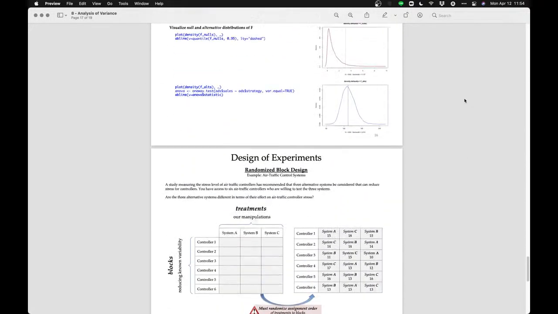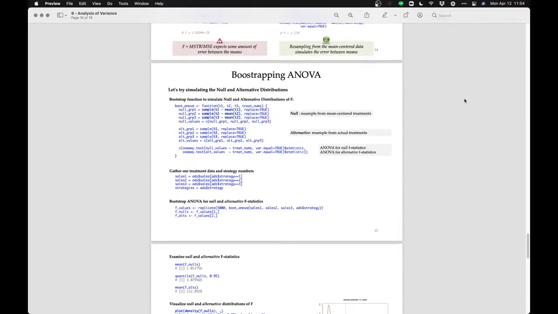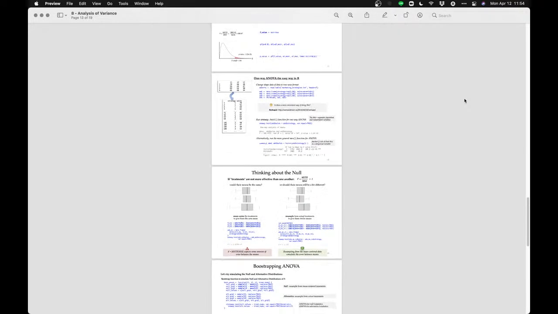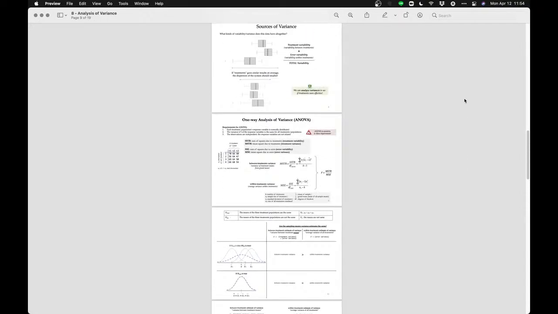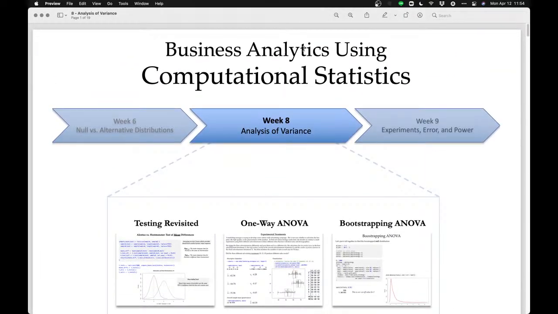However, the good news is for this homework assignment, I will not get into block design. I will only focus on one-way ANOVA and bootstrapping it. Okay. Before I let you go, a little roadmap. Where are we going after this? Once we're done with ANOVA, what are we going to do?